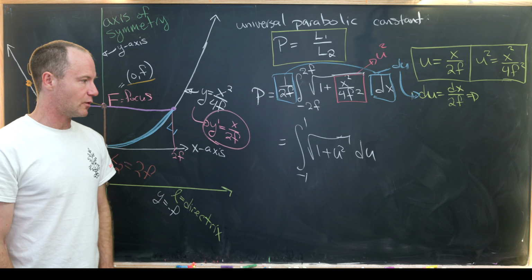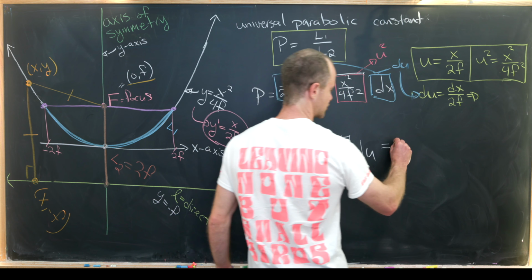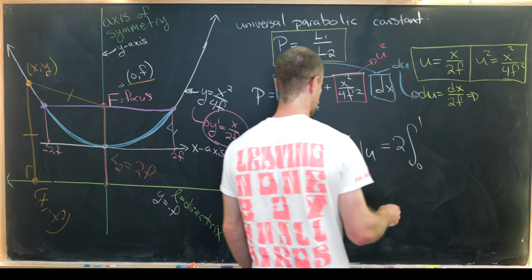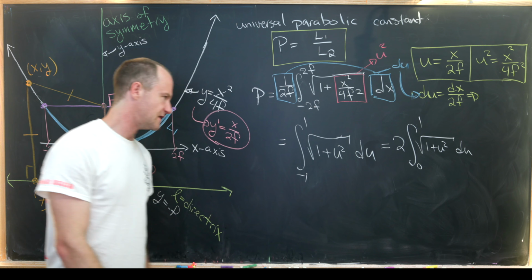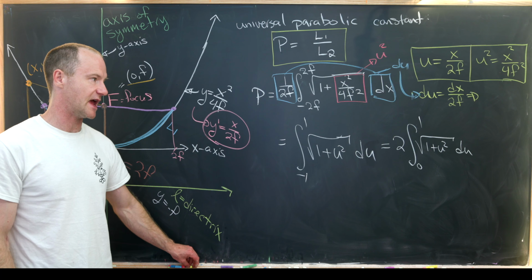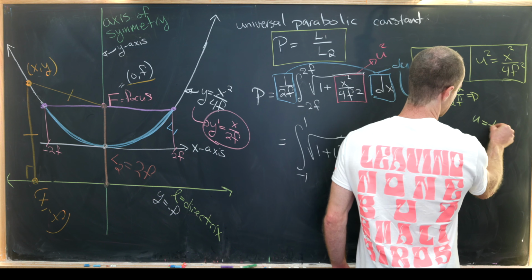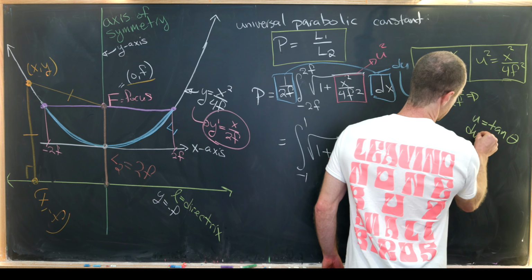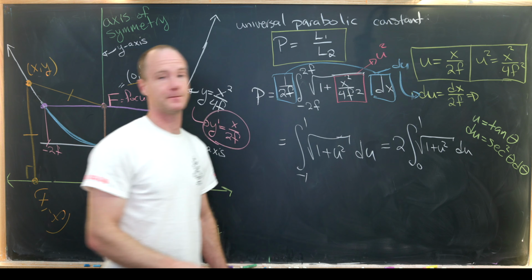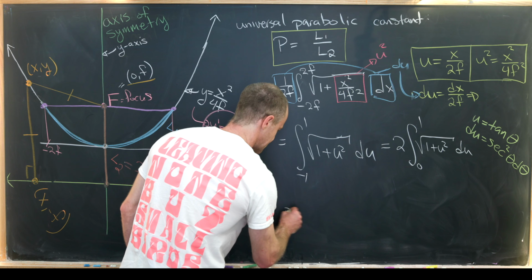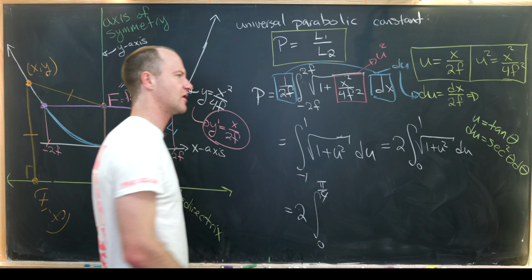Okay, so now we need to finish it off by making this calculation. First, let's notice that this is an even function, so we can make this 2 times the integral from 0 to 1 of the square root of 1 plus u squared du. And then this really screams for us to take a trigonometric substitution. The standard trig substitution here would be u equals tangent theta. That means du is equal to secant squared theta d theta. But now let's see what that's going to give us. That's going to give us 2, and then the integral from 0 to pi over 4. Where did that pi over 4 come from?